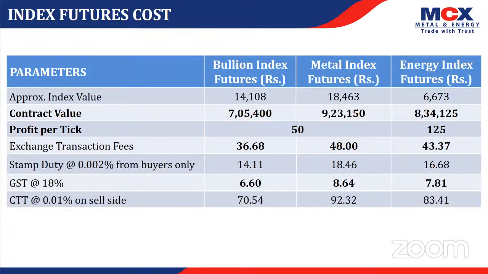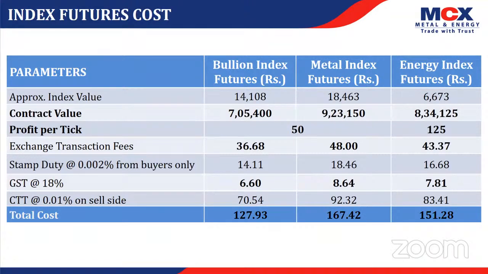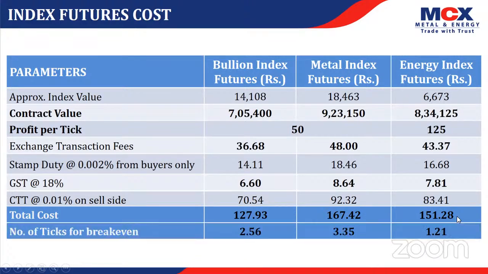In a way, what I'm trying to see is, if any retail participant wants to take a round trip, enter and exit, and your broker can add their own brokerages, what they charge, which I have not taken into consideration. So if I add all of them, the total cost is coming at around 127, 167 and 151 correspondingly in these three calculations on index derivatives. So roughly, around three ticks of movement is sufficient in bullion index to break even, around 3.5 to 4 ticks in metal index, and around 1.5 to 2 ticks in energy index futures.